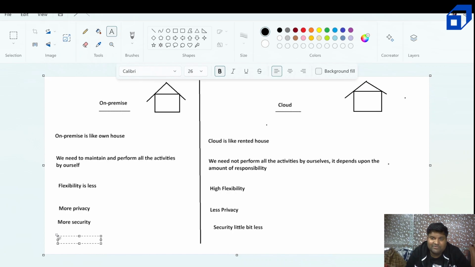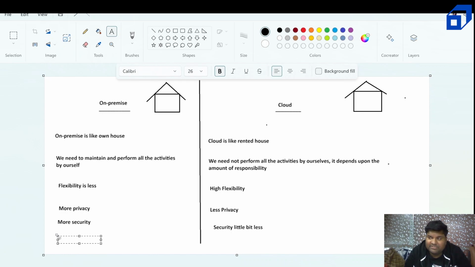So security wise, flexibility wise, flexibility is high, obviously, in a rented house. Own house means I cannot directly sell away that house very easily. Rent means I can just pack my bag, clear the rent, whatever I had to pay, and I can go to another house. But if I have my own house, I cannot leave it and go to another house easily, right? Whereas if I'm in a rented house, if I don't like something, I can easily go from one cloud to another cloud, right? So flexibility wise, flexibility is more in a rented house, which is nothing but cloud.